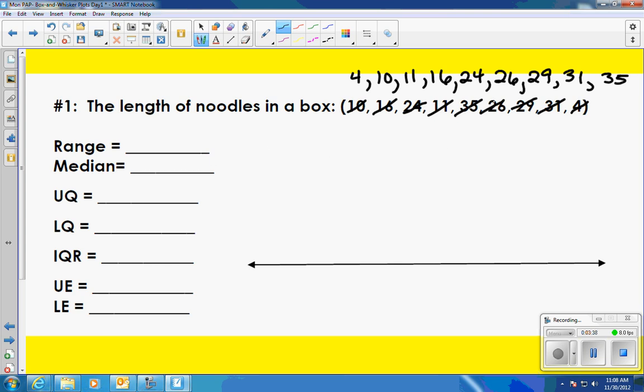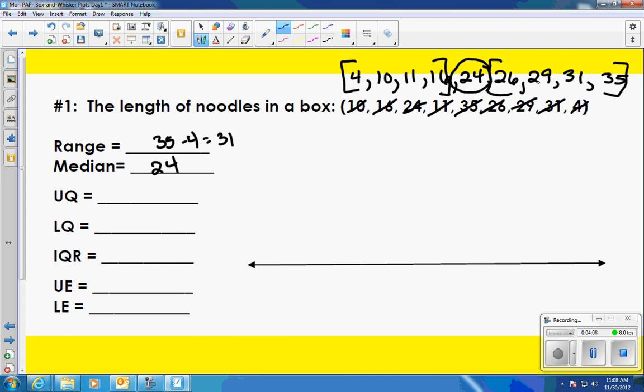So the range, of course, is the high minus the low. So 35 minus 4. The range is 31. The median is the center number. So we've got 3, 3, that's 4, and 4. Okay, so here's your median. And that median splits our data into two groups. The median is never a part of your quartiles, is never a part of your groups.